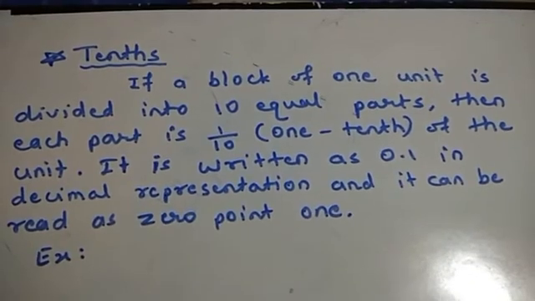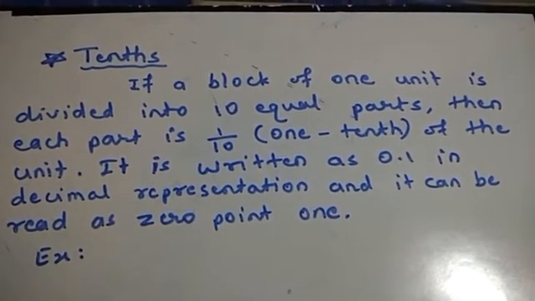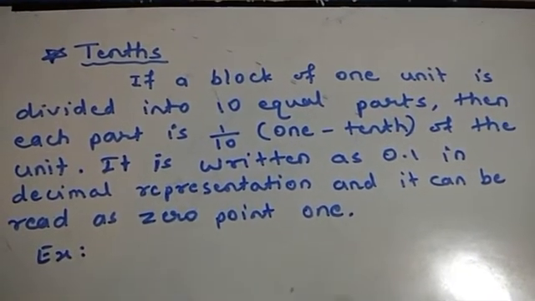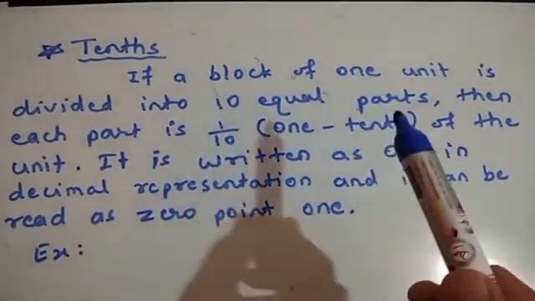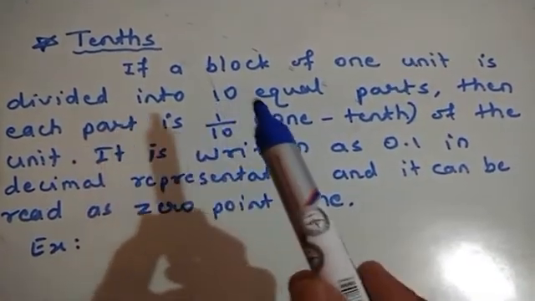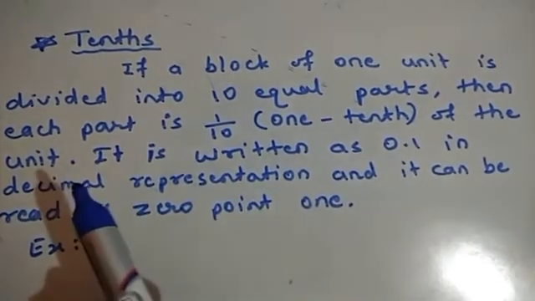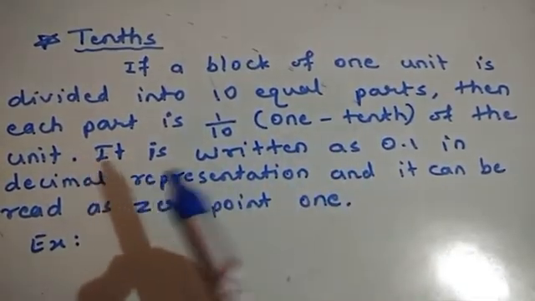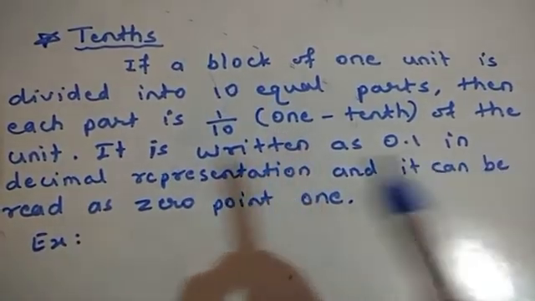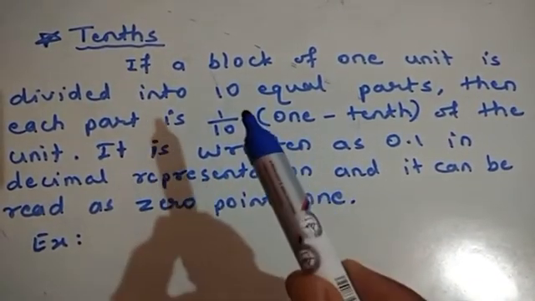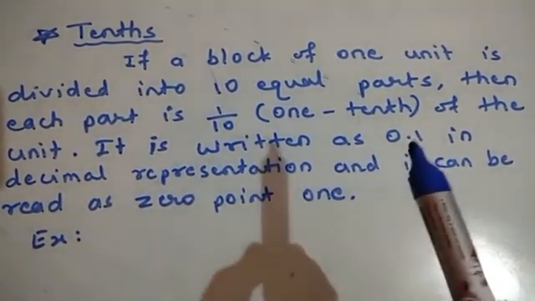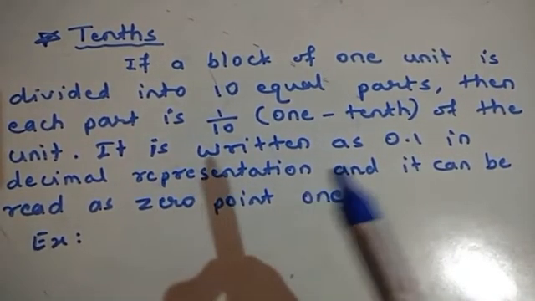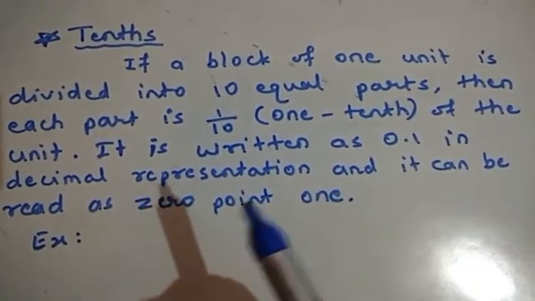Now the next part is tenths. If a block of 1 unit is divided into 10 equal parts, then each part is 1 upon 10 of the unit. Here 1 upon 10 means 1/10. Now it is written as 0.1 in decimal representation, and it can be read as 0.1.